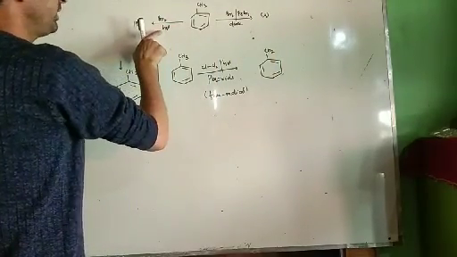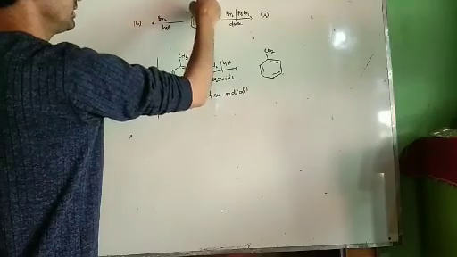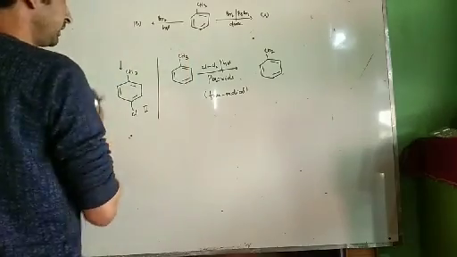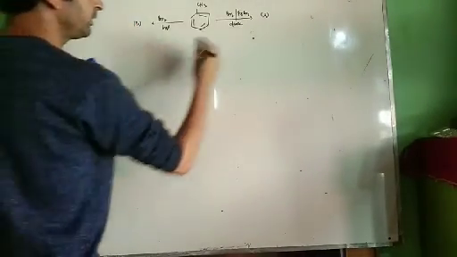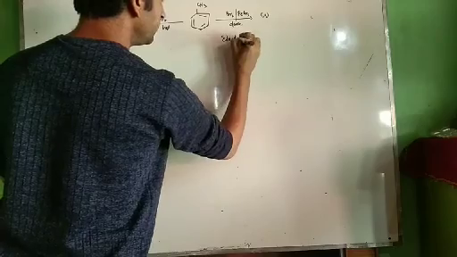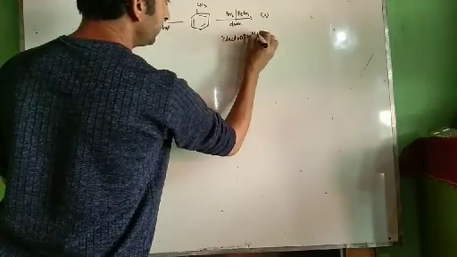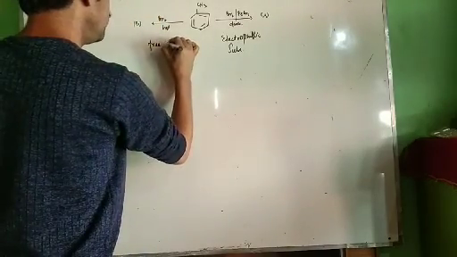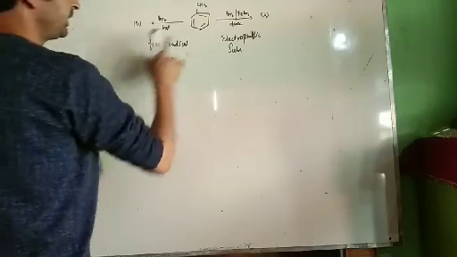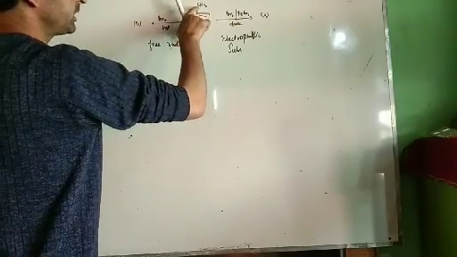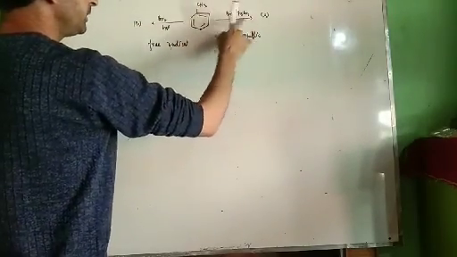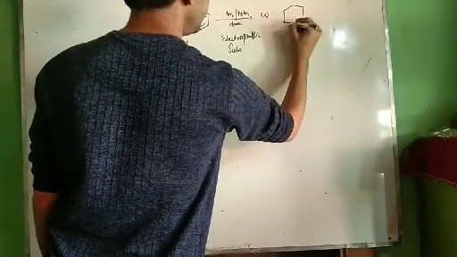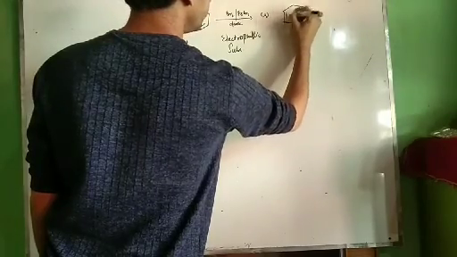Now, free radical bromination occurs in the side chain, but electrophilic substitution occurs within the benzene ring. Therefore we have two different types of reactions here. This is electrophilic substitution, and this is free radical substitution, which follows the free radical mechanism. Free radical mechanism takes place in the side chain, and electrophilic substitution takes place within the ring. Therefore, we get the product over here. This is bromine, and this will be the major product.